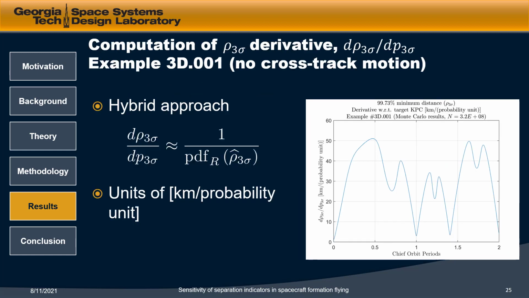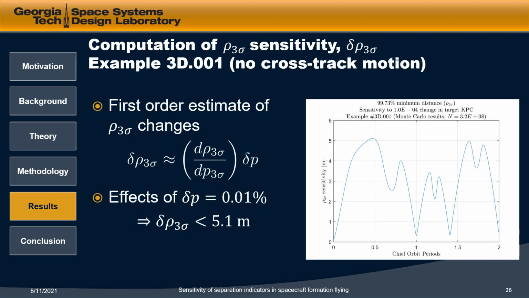We will now address the sensitivity of ρ3σ. We start by computing the derivative of ρ3σ with respect to its defining parameter, P3σ, through our hybrid approach. The outcome is in units of kilometers per probability unit, because this is a derivative of a physical distance with respect to probability. We then obtain a first-order estimate of changes to ρ3σ caused by small changes in P3σ, specifically a change of 0.01%. Hence, the chart shown here is just the previous chart multiplied by 0.01%. We see that the changes in ρ3σ for this example are less than 5.1 meters.